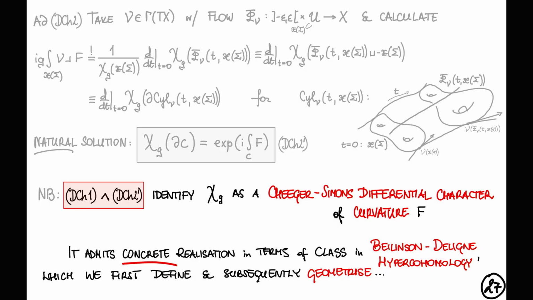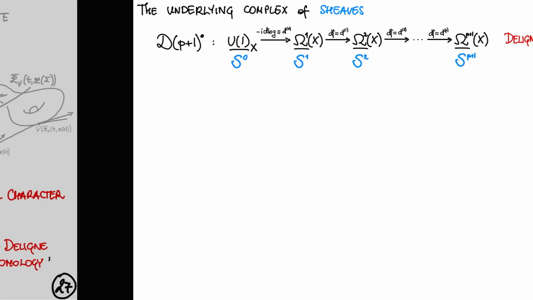So let's inspect the Deligne hypercohomology, which we will then geometrize, because we see the differential character. I will give you the differential characters in terms of the suitable Deligne two-cocycle, but first let me tell you what the cohomology is.